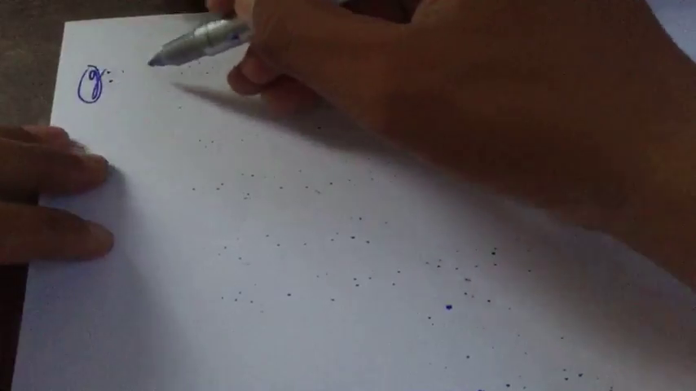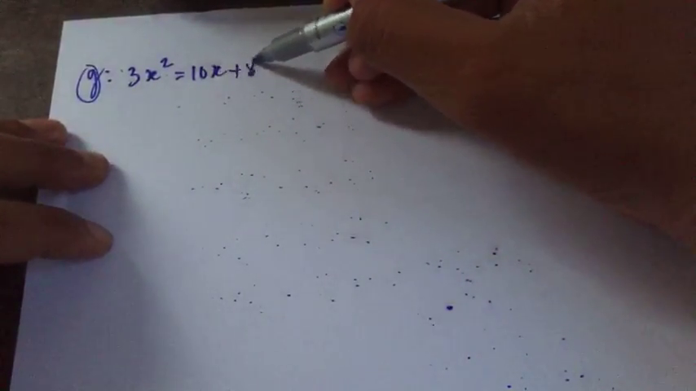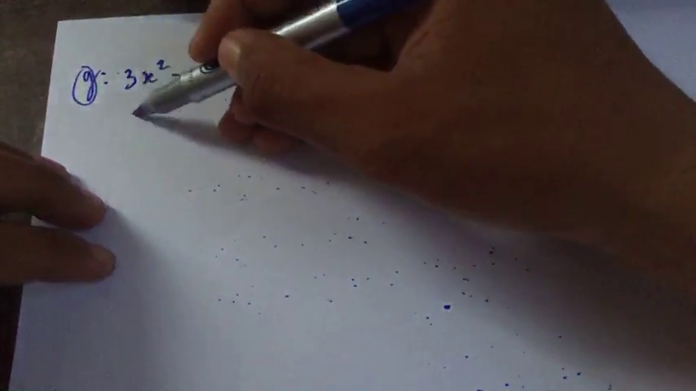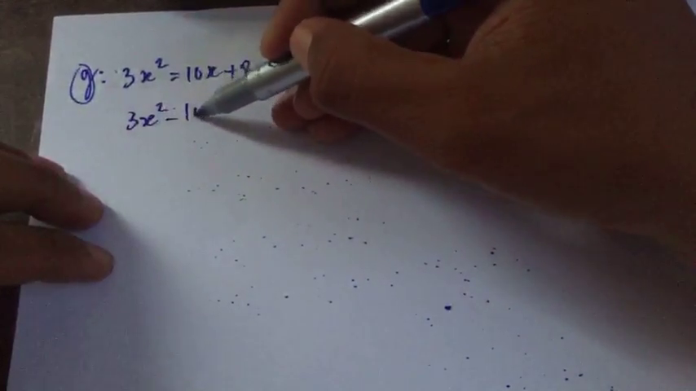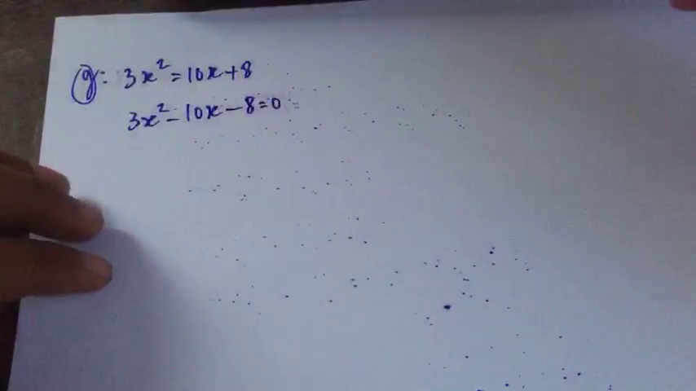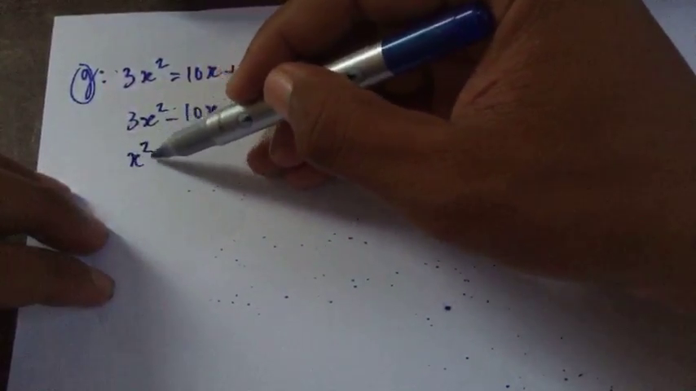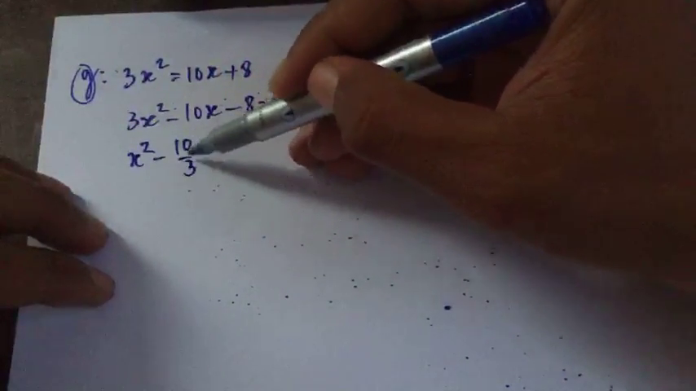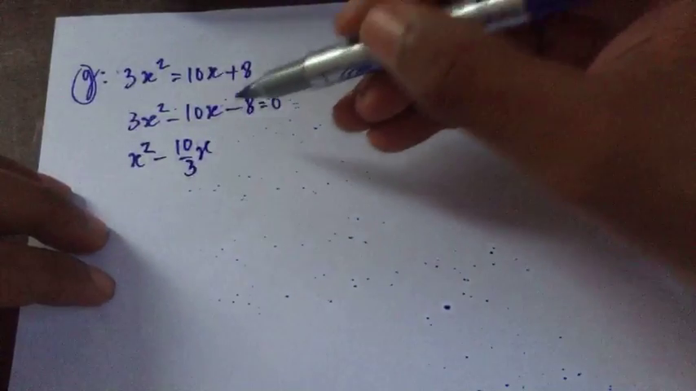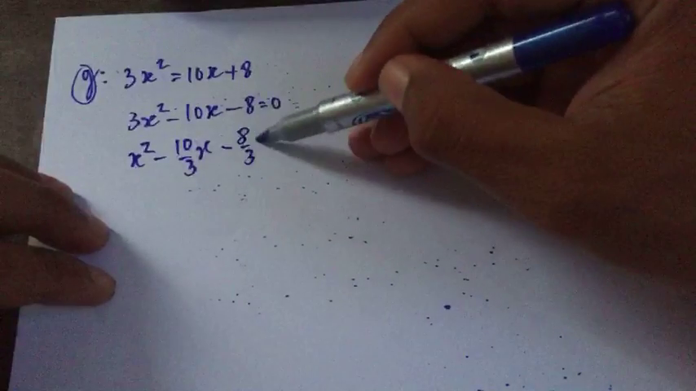Okay, G: 3x squared equal to 10x plus 8. It is 3x squared minus 10x minus 8 equal to 0. Then we can find x squared minus 10 divided by 3x minus 8 divided by 3 equal to 0.